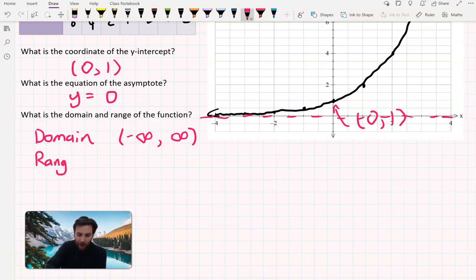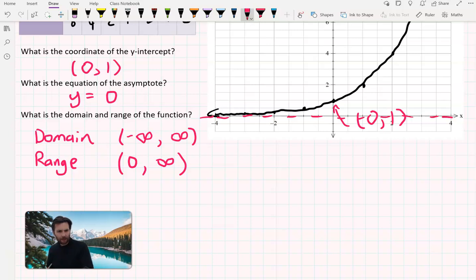And then for a range, something similar happens. It's going to approach 0 as our x value gets smaller and smaller, but it's never actually going to get there. So that's why we're going to use the parentheses rather than the square bracket, because the square bracket would mean that it includes 0, which it doesn't. And we're going to go from 0 up to infinity as our range.